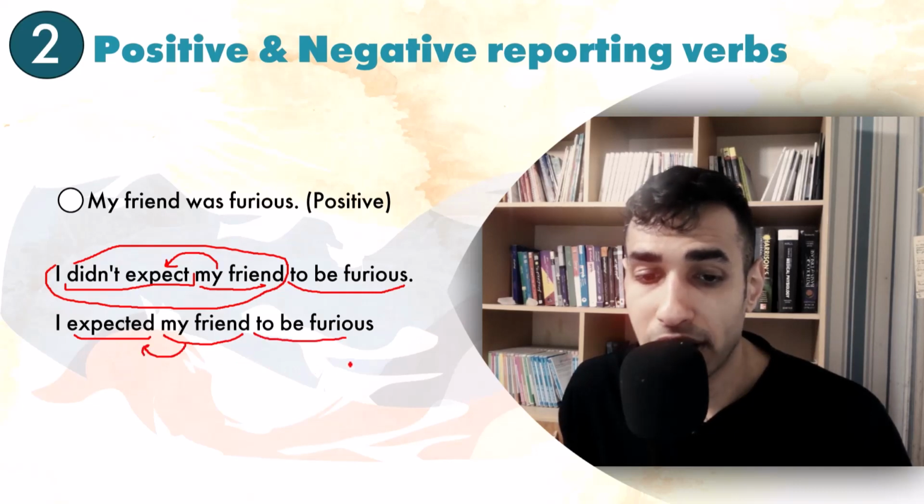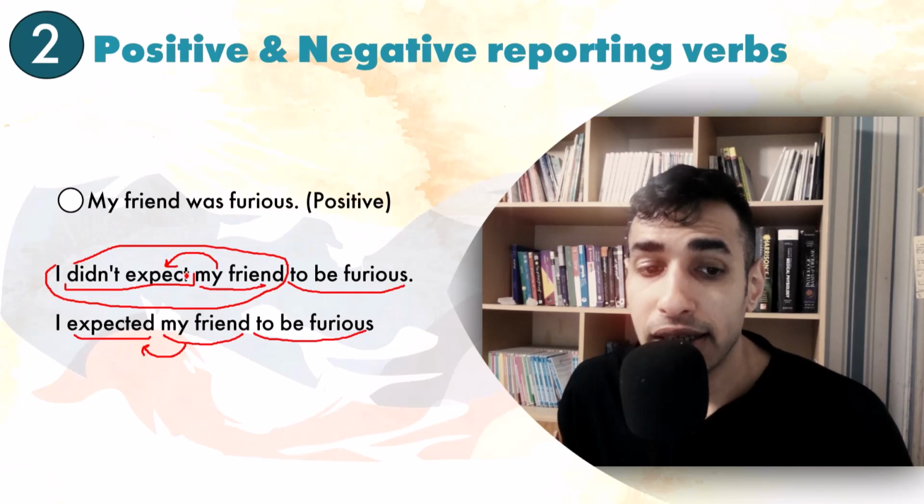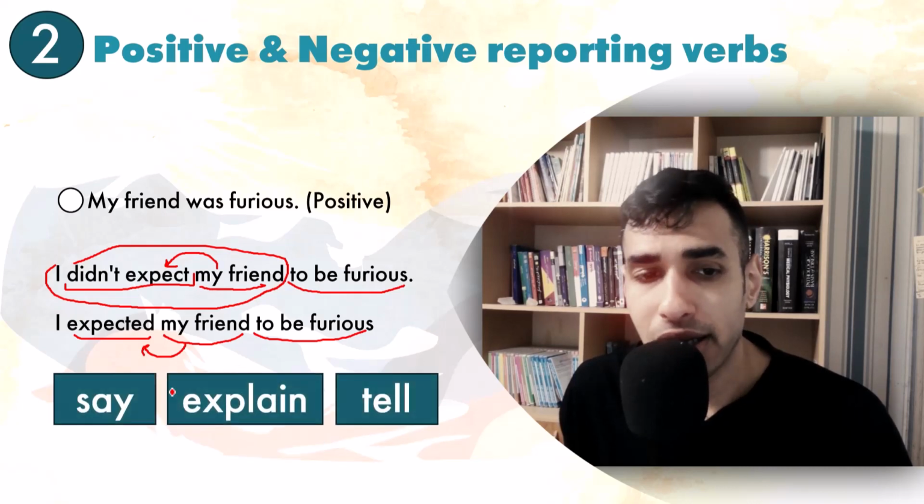And to be furious is an infinitive phrase and also a reporting phrase. So when my statement is positive, I can use a negative reporting verb with it to report it, or a positive reporting verb to report it. So we have no challenge here. We can use it easily. But let's retell these sentences with say.